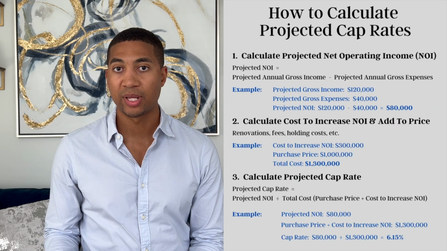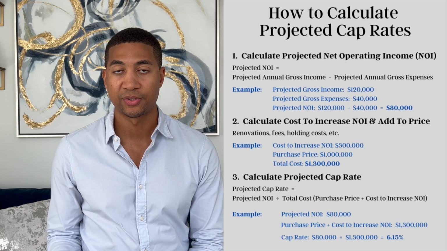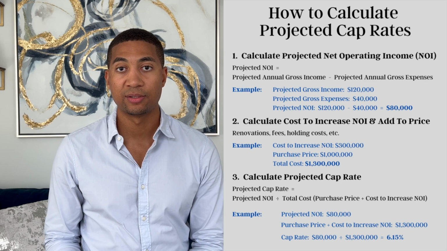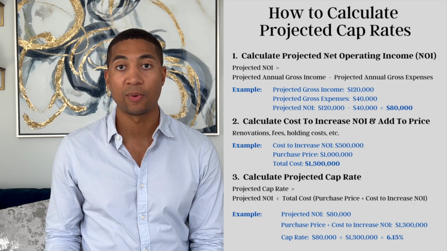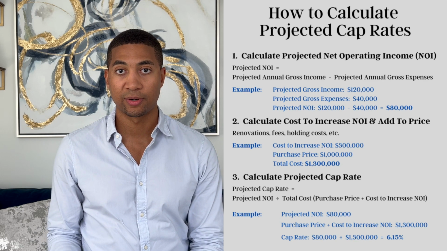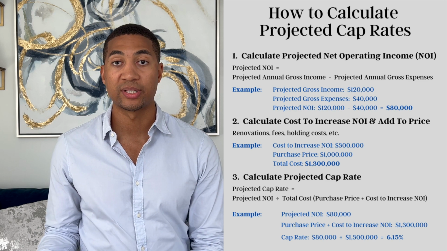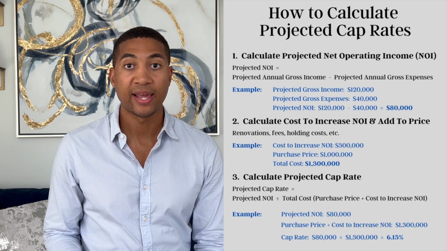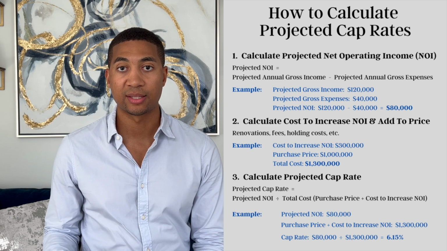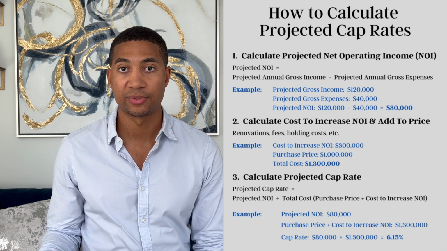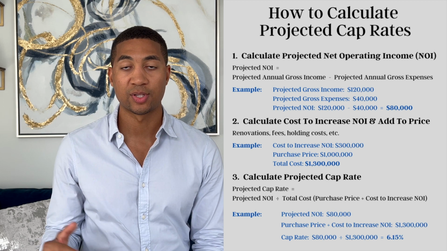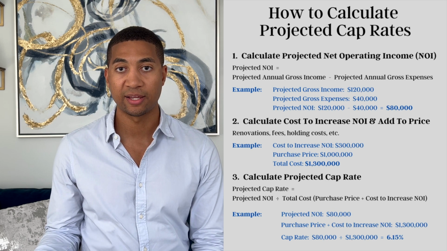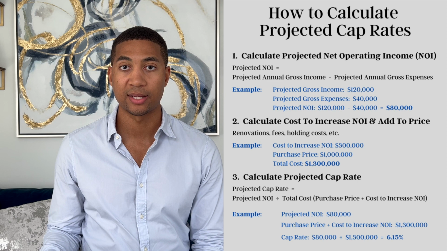So your purchase price is still $1 million. We'll keep the expenses at $40,000. But let's say that you can do some renovations and boost the rents in order to get your gross rent up to $120,000 a year. So now you're looking at an NOI of $80,000, because you take the $120,000 in income that you're getting and you subtract the $40,000, so that gives you $80,000 NOI.